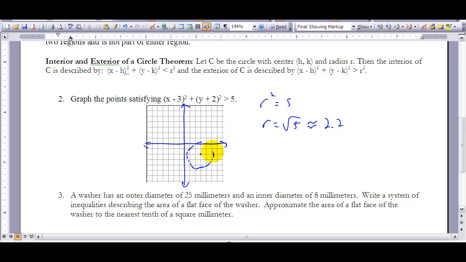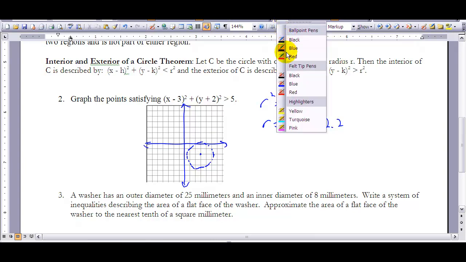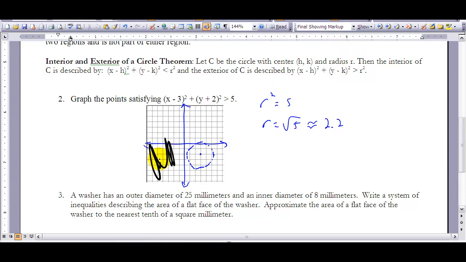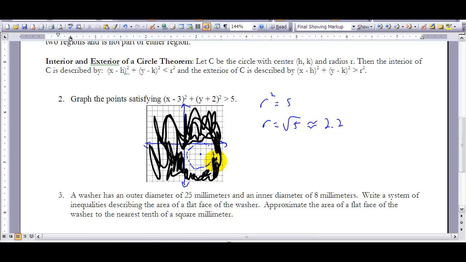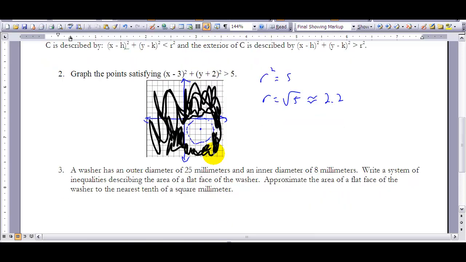Now, it's not going to be a perfect circle. I've got it as a dotted circle because I know that that boundary is not going to be part of my solution set. And it's going to represent all of those points that are outside of that circle, on the exterior, because it says greater than. So I'm going to shade in anything out here on the outside of that circle. And that would represent my solution set. So everything on the outside of that circle.